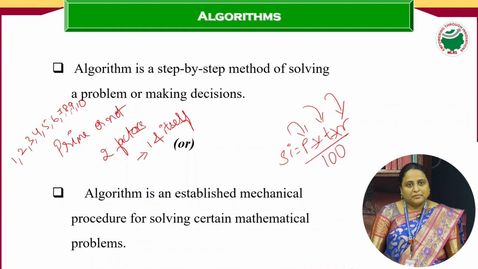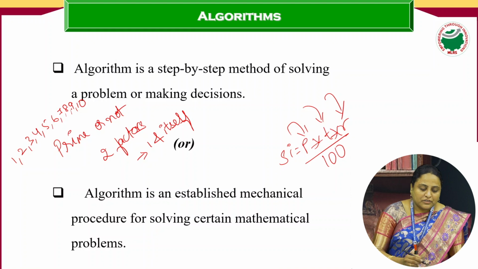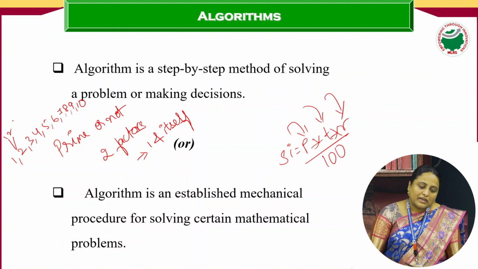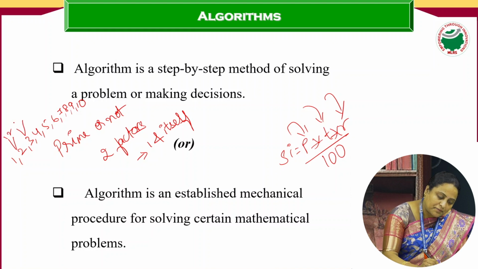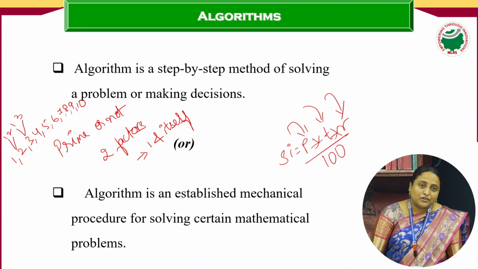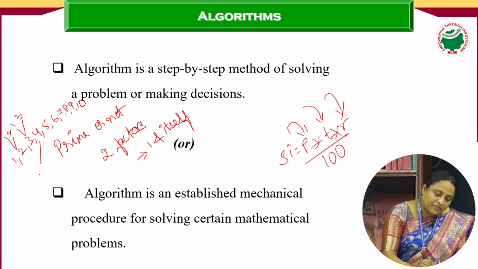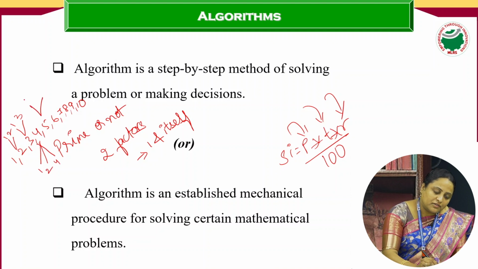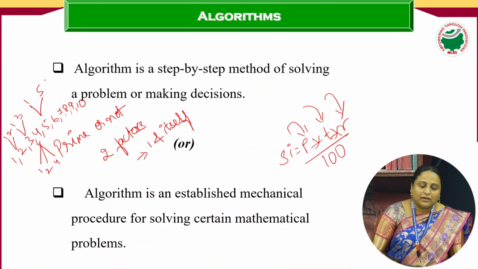1 is not a prime number. Coming to the next number, 2. So 2 has only two factors. What are the factors of 2? That is the number 1 and itself, that is 2. Coming to 3, this is also a prime number because it has only two factors, 1 and itself, that is 3. 4 is not a prime number because it has three factors, that is 1, 2 and 4. Next, 5 is a prime number because it has only two factors, 1 and 5.